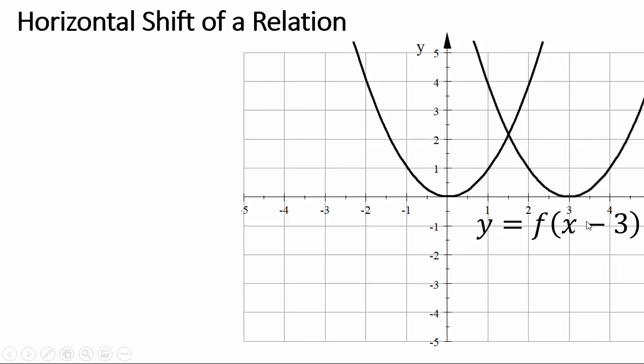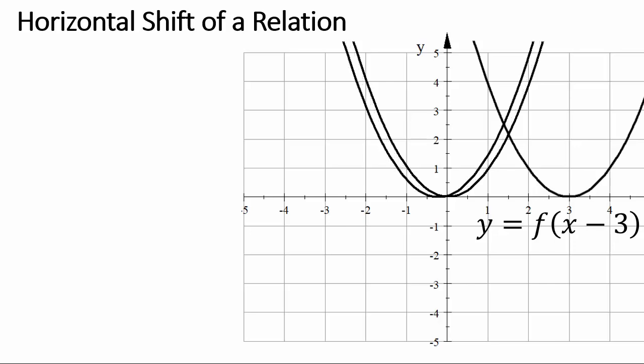It would have to be 3 more, because if the new input is 3 more and you subtract the 3, you get the original x value, which will produce the y coordinate that you want. So that is why it's x minus 3. It's very important to understand why things are happening and not just memorize that, oh, if it's a minus 3, you go right 3. Because then if some little changes are made, you might not know what to do.